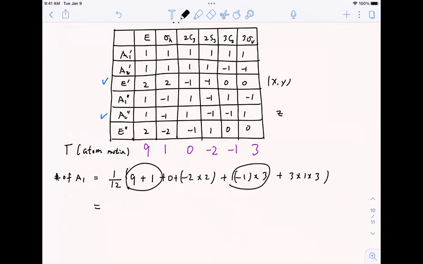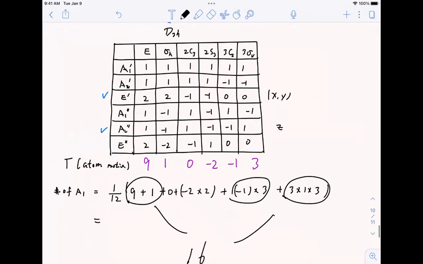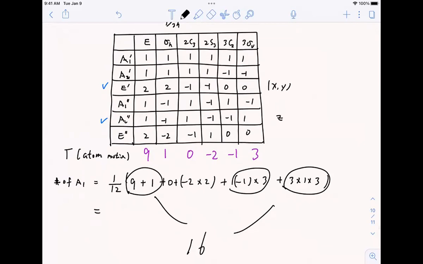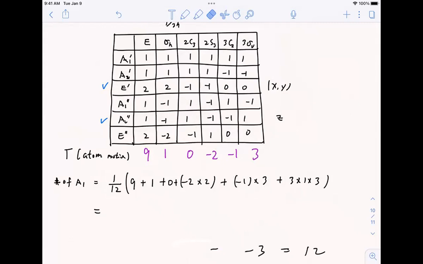Why is it not the same? Let me see. This is 6. This will be 16. What? Oh, yeah, 19. Okay, -4 minus 3 will be 12. So 12 over 12 is 1. Let's do it together. Then it will be 1.